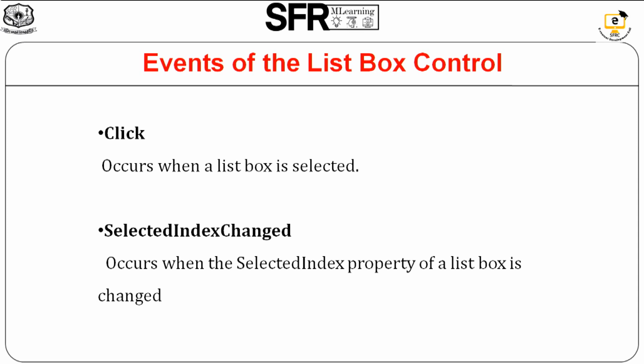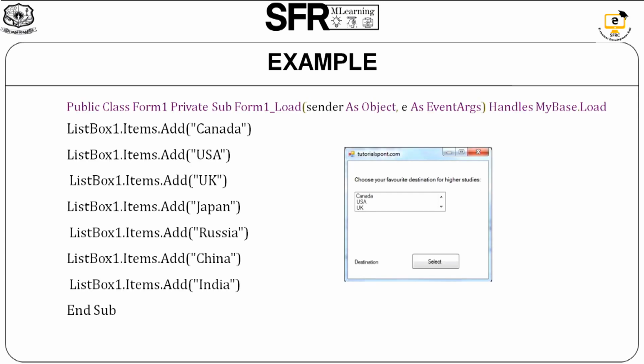The next one is the events thrown by the list box. The first one is Click. It occurs when a list box is selected. The second one is SelectedIndexChanged. It occurs when the SelectedIndex property of a list box is changed.